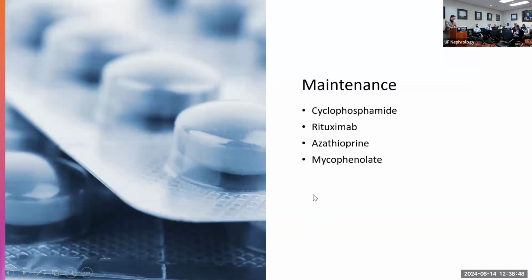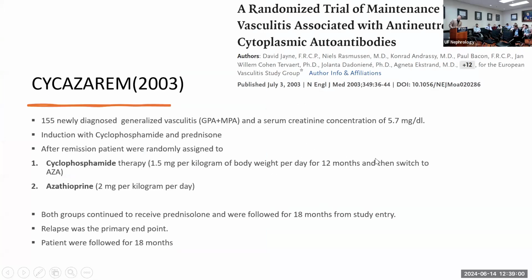Now we're going to move on to maintenance. These are the medications that we use for maintenance: cyclophosphamide, azathioprine, and mycophenolate. This trial is between cyclophosphamide and azathioprine in the treatment of maintenance patients.